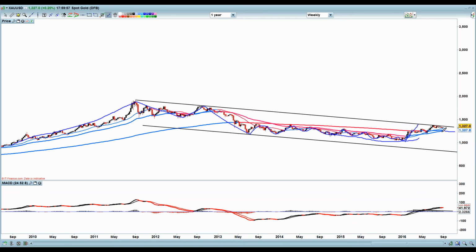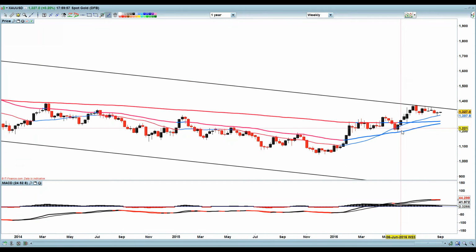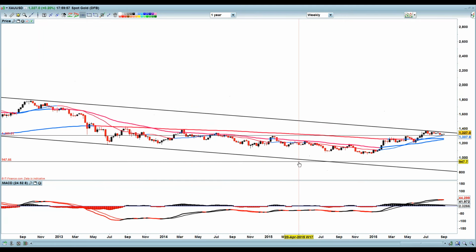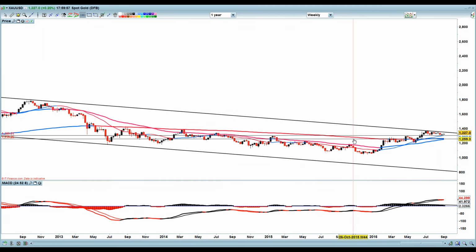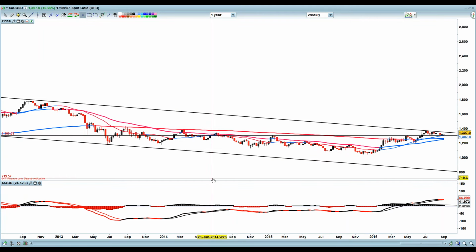Got potential crossover of the 50 and 200 here, potential golden cross on the weekly. Tested the 20 EMA, 20 moving average, and held. I would be interested if that comes down to 1310. I still think we'll test 1310 on this one. If we test 1310 on gold or 1300, of course. So we're holding that level of support. Just want to see a full test of 1275 would be better, to come down and test this major support area here.